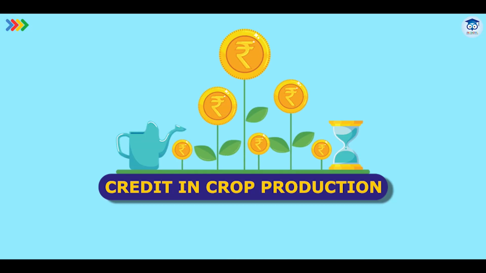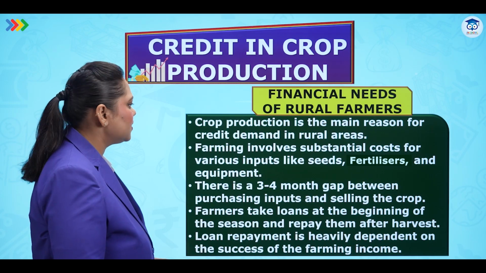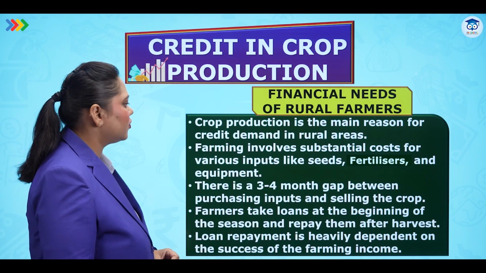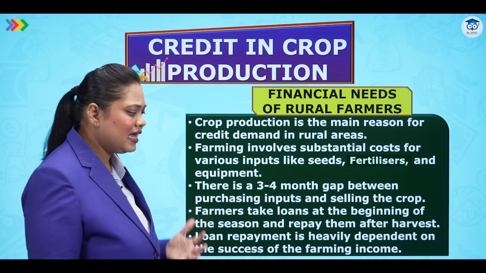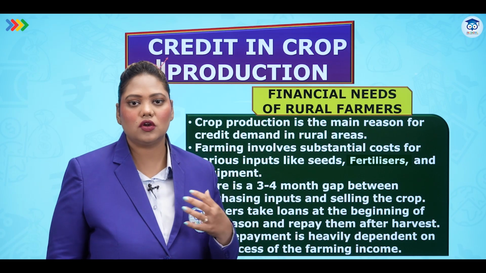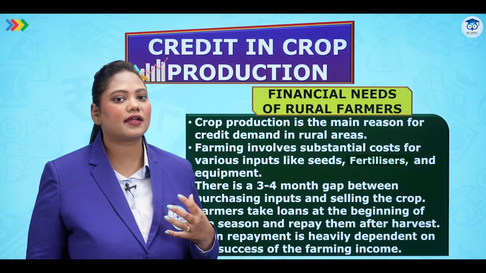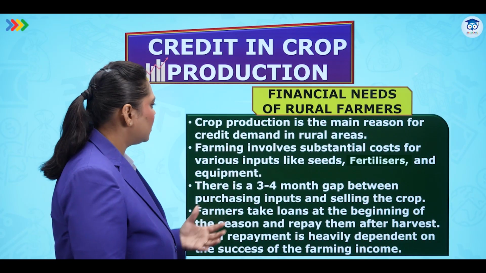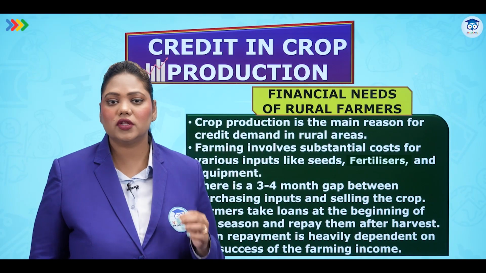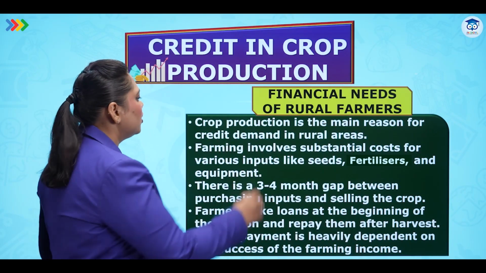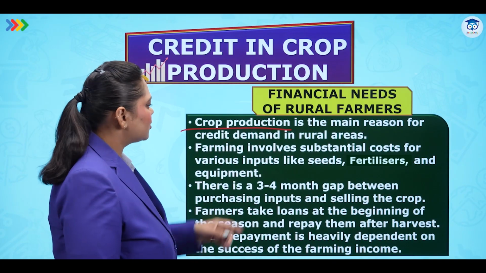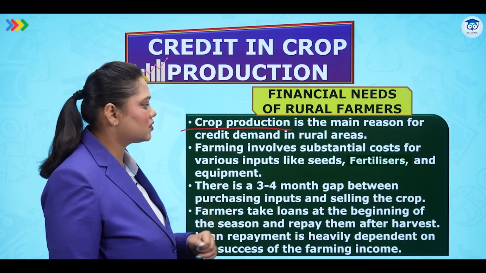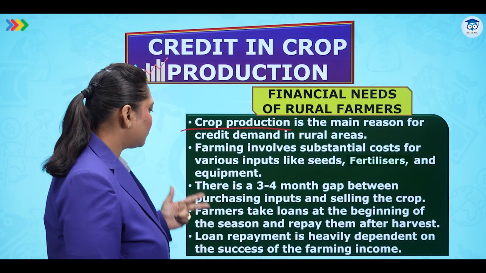Credit in crop production. Let's see. Financial needs of rural farmers. Crop production is the main reason for credit demand in rural areas. In rural areas, villages, we are still an agrarian economy. India today also has a lot of agricultural land and we are an agrarian economy. In this economy, the most amount of money that is borrowed in the villages, in the rural areas, is only for crop production. Like farming, farming involves substantial costs for various inputs like seeds, fertilizers and equipment.